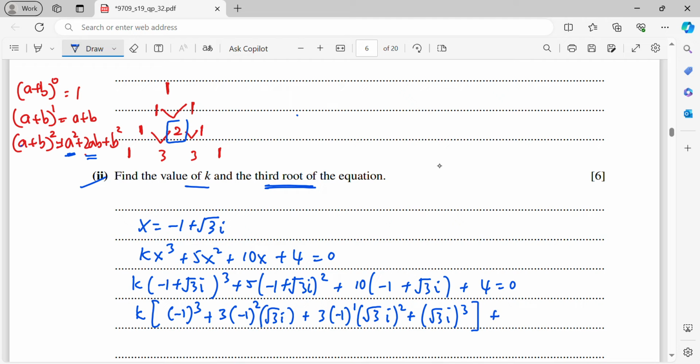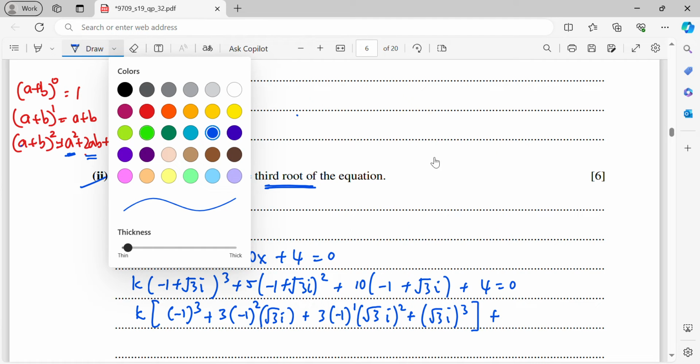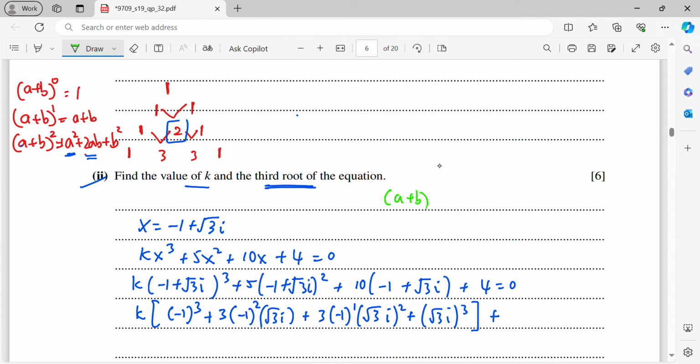Okay, now for the second term, that is the quadratic expansion. So I will just write (a + b)² = a² + 2ab + b² for this expansion. So that is going to be plus 5 bracket. Okay, so (-1)² is 1. I will just directly write 1. So when you multiply and times 2, it will be negative 2√3 i. Then you plus, you square the √3 is 3. You square the i, that is i².